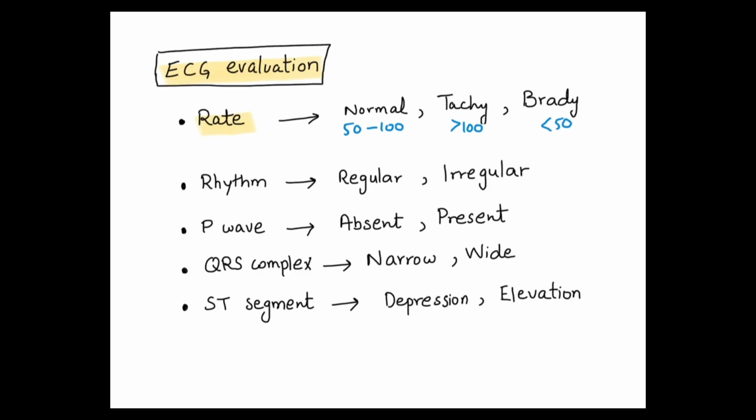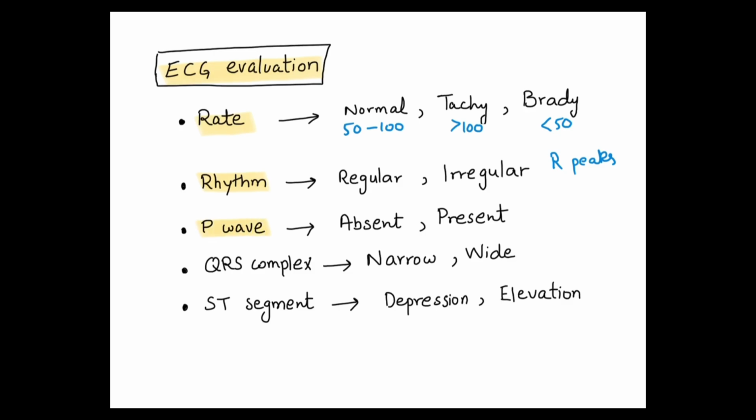So the next thing that we will be looking at is the rhythm. So it can be regular or it can be irregular. We basically see if it is regular or not based on the R peaks. We see if the distance between two different R peaks is constant, then it is regular. If it is changing more or less, then definitely it's irregular.